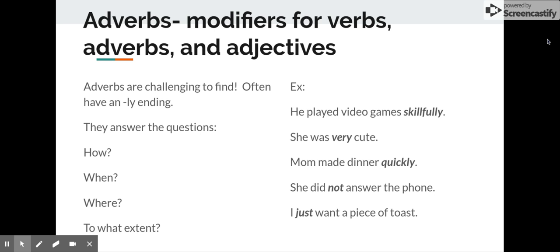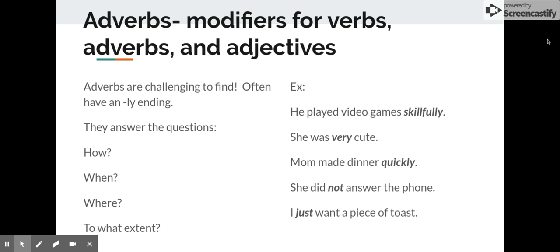So my examples over here, he played the video games skillfully. First of all, we see ly added onto the word skillful, so that's an indication that we have an adverb. Second of all, skillfully answers the question how or to what extent. How does he play? He plays skillfully. Therefore, skillfully is an adverb.